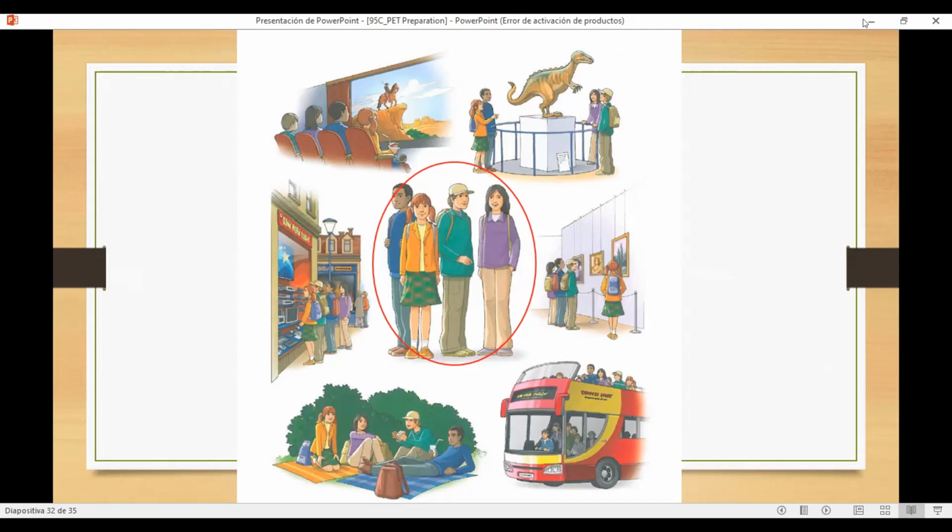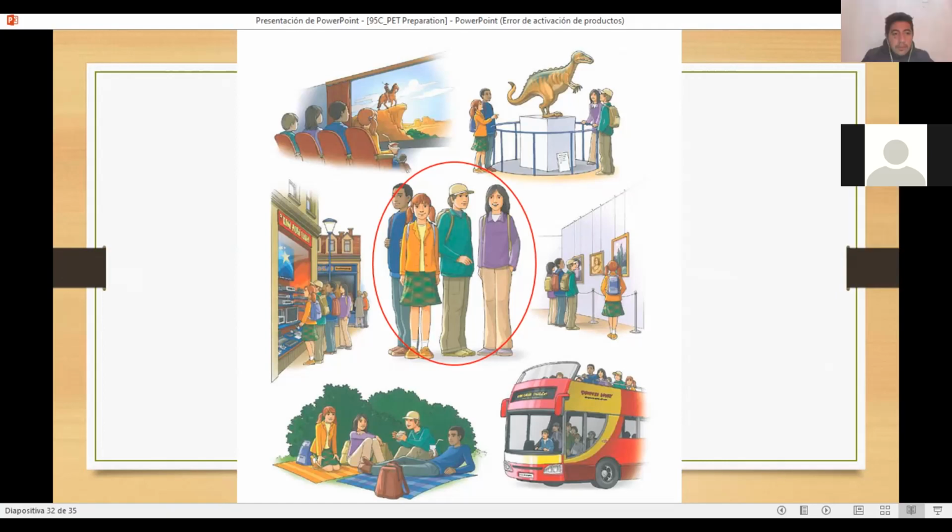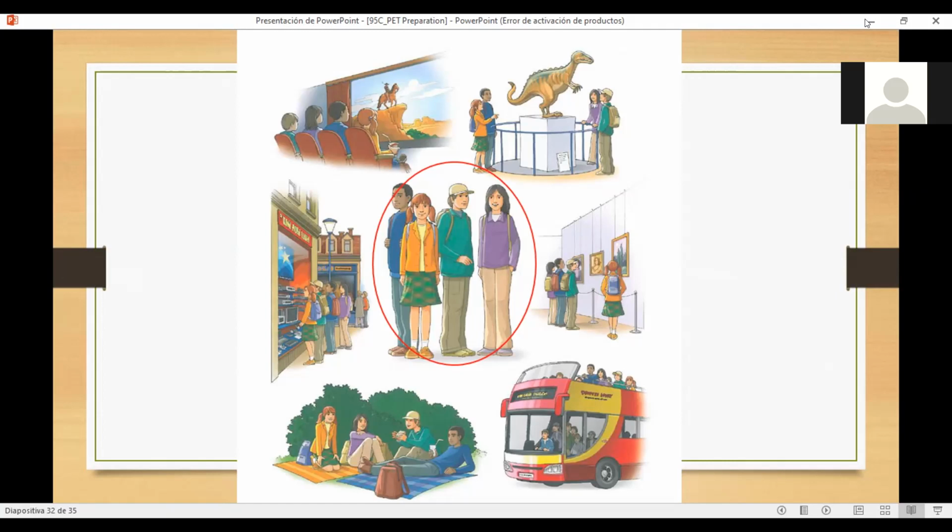Okay, guys, let's see if you listen what you have to do. Vamos a ver si está claro lo que debemos hacer. Can you please tell me, Bibi, what do we have to do? ¿Qué debemos hacer?